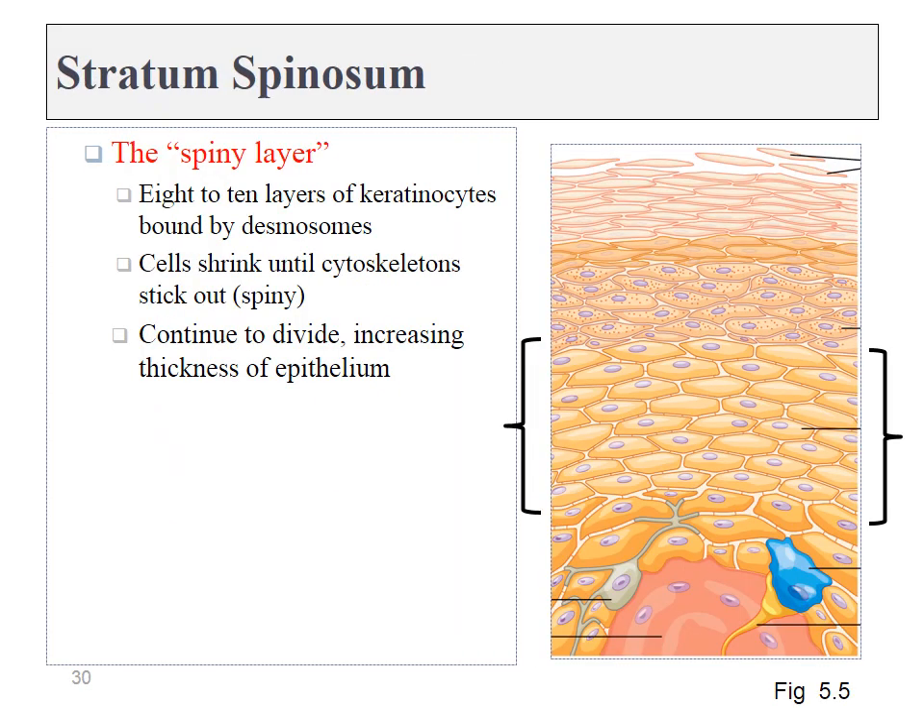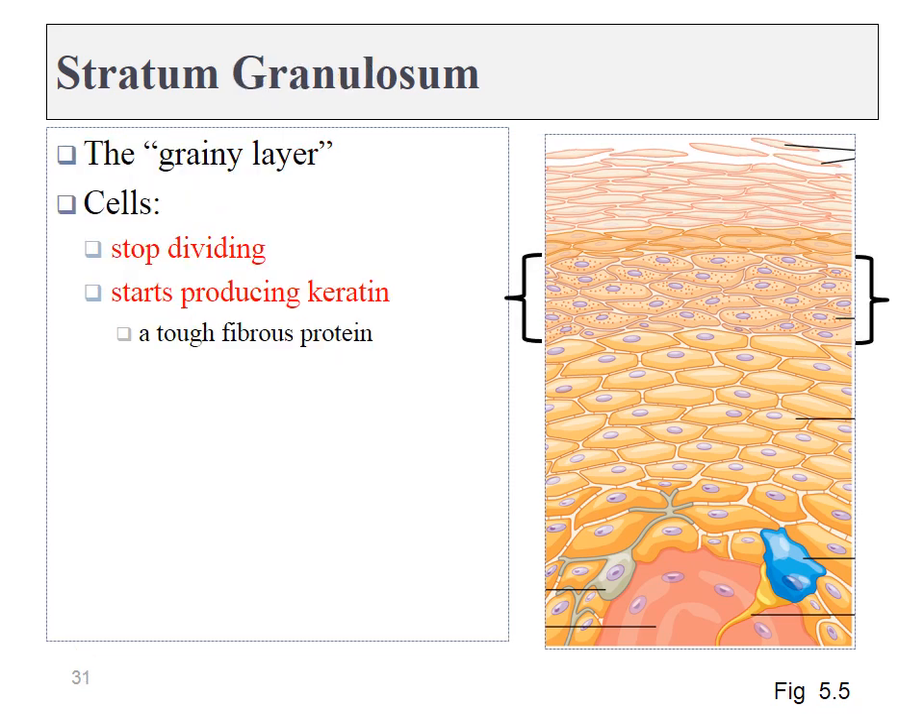Next up in our list of layers is the spiny layer, or the stratum spinosum. The keratinocytes here are beginning to dehydrate, and their cytoskeleton is beginning to poke through. Hence, they appear spiny. Next up is the grainy layer. The cells here are beginning to produce keratin, and they are starting to die as they fill up with this protein.